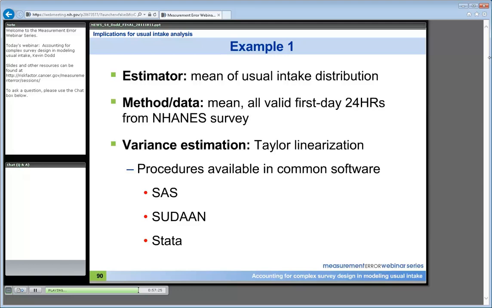So here's how these considerations come into play for my earlier example about the mean usual intake of calcium. My desired estimator was the mean of the usual intake distribution, and the analytic method boiled down to computing the properly weighted mean of all the valid first-day 24-hour recalls from the NHANES data. Now, because the analytic method was so basic, I could use a default Taylor linearization approach to estimate standard errors, and that's part of the common survey-aware software packages like SAS, SUDAAN, or Stata. I probably could have used R as well.